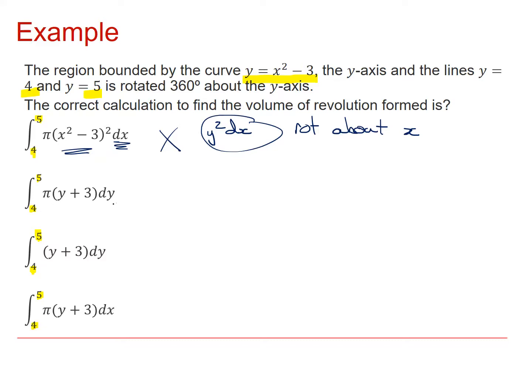This one, well, I want x squared dy. Now, if you go back up to here, x squared is going to be y plus 3. So that looks correct. And it's dy, and there's the pi. So I think that's the correct one. So what's happened with these two? Well, this one looks very like that, but it's missing the pi. And this one looks like that, but it's got dx instead of dy.